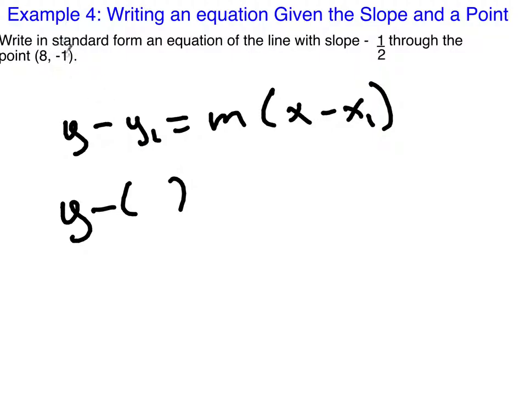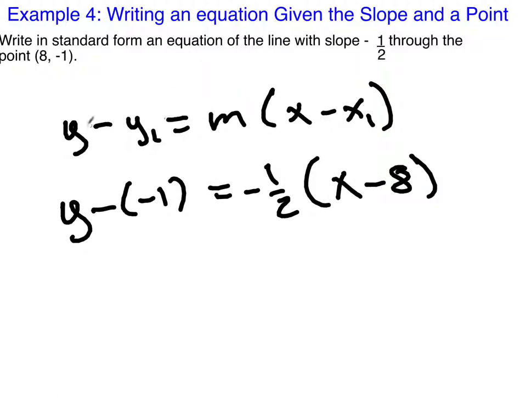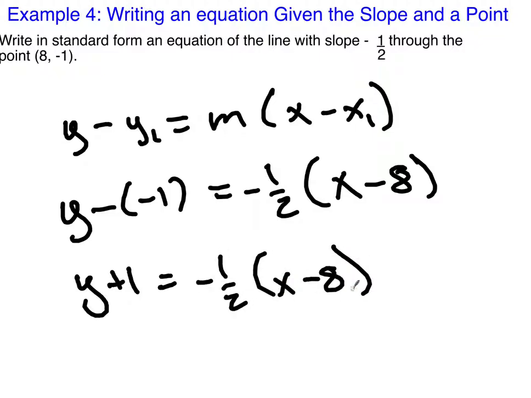Okay, so I'm going to plug in our values. y1 is this value right here, negative 1. Slope, m, is negative 1/2. Then I have x minus x1, which is 8. Notice I left the y and the x in the equation. We really need those or you don't have an equation of a line. Y minus negative 1 is the same thing as y plus 1. And I'm done.